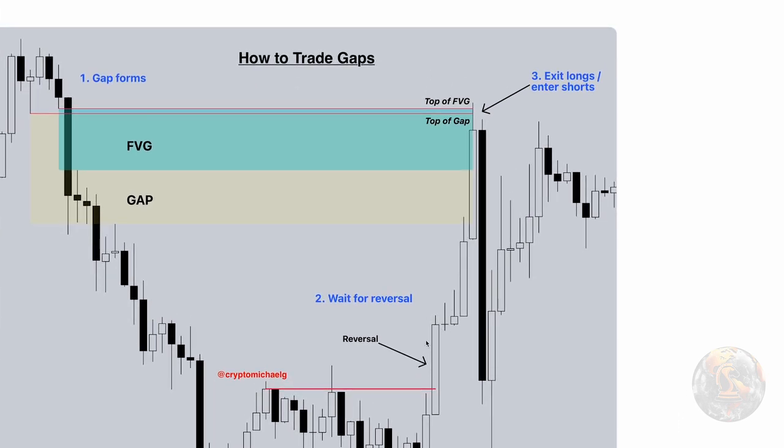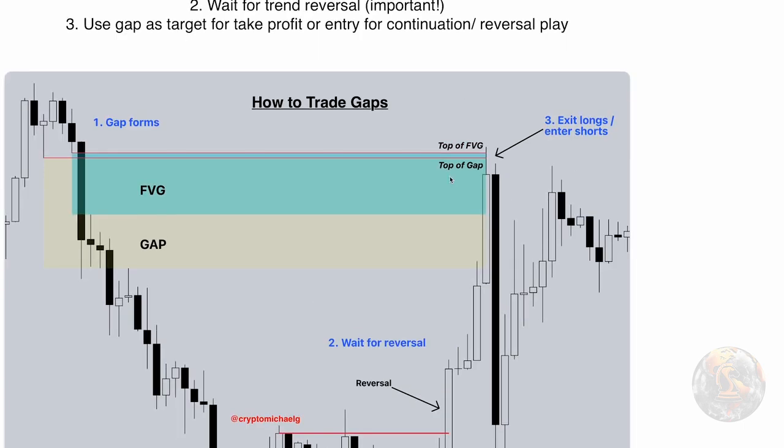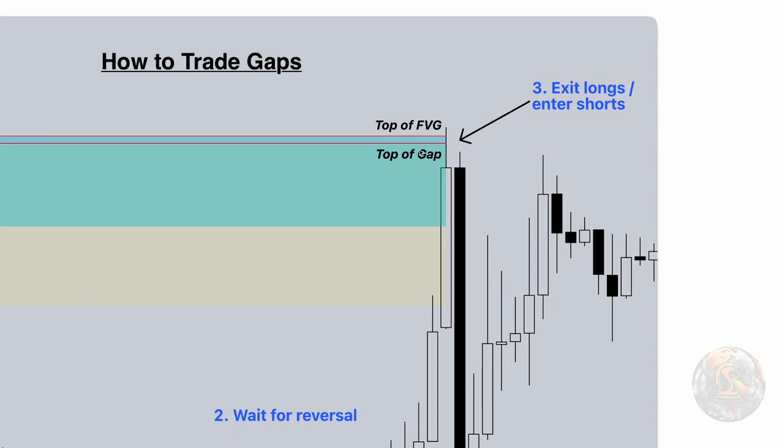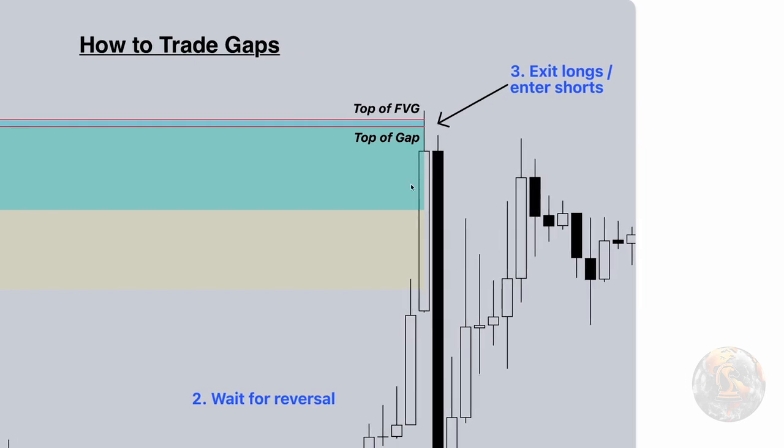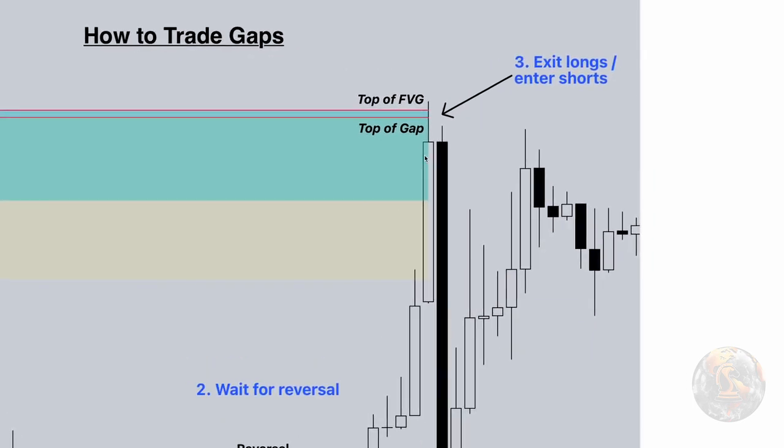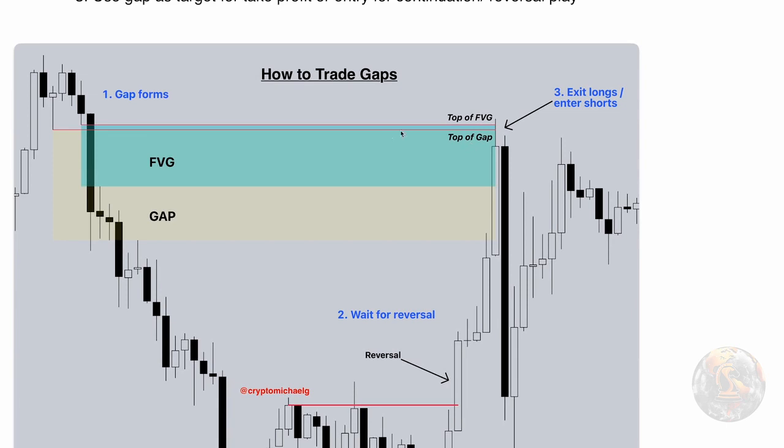So if you want to enter longs and you have a setup per your system, you know that if you're entering longs on the way up, your target should be somewhere towards the top of the gaps. You can see that right on the wick of this candle, it hits both the top of the gap, which is the bottom red line, and the top of the FVG, which is the top red line. That is where you would exit longs if you were long on this move, or where you would enter shorts if you want a continuation play, because the trend is still down.